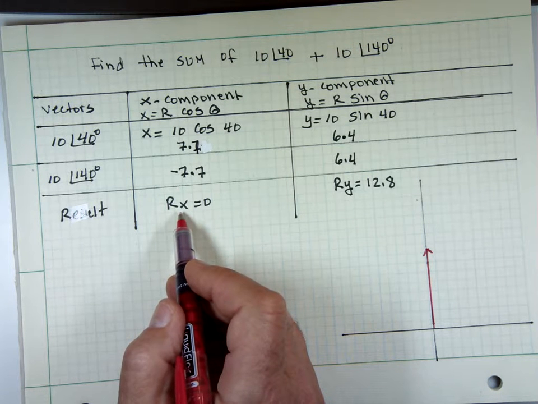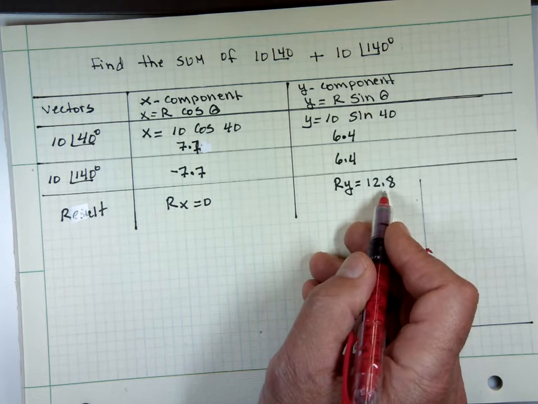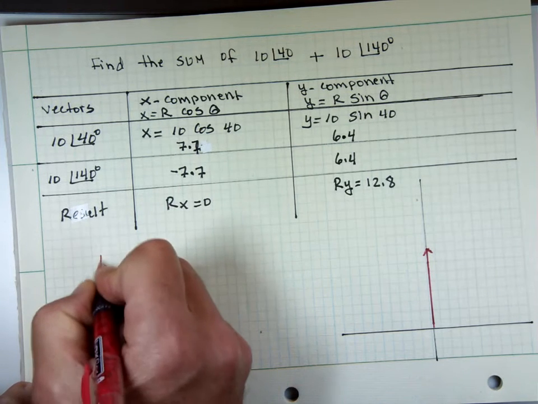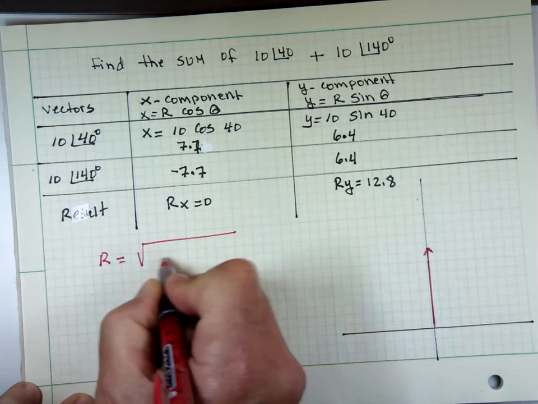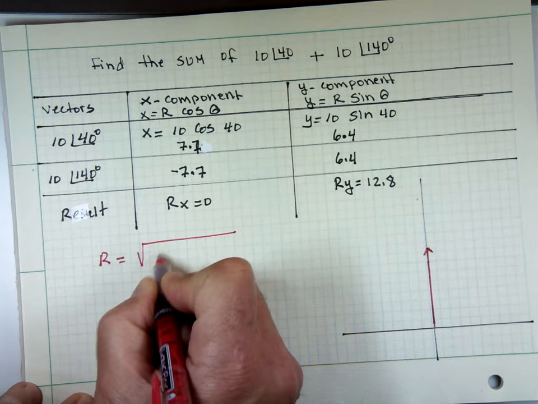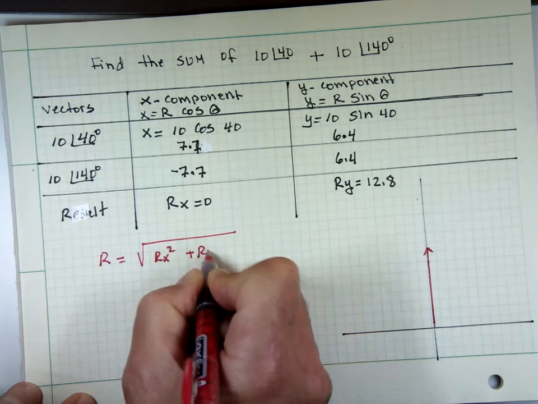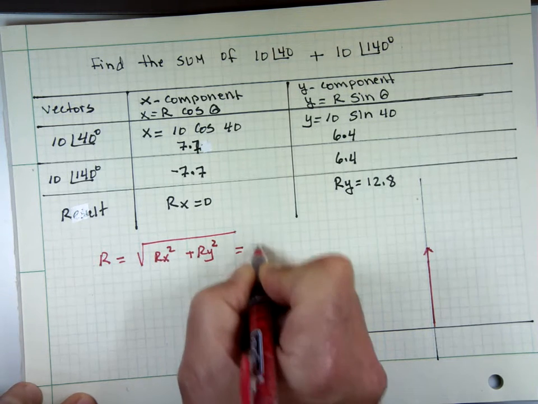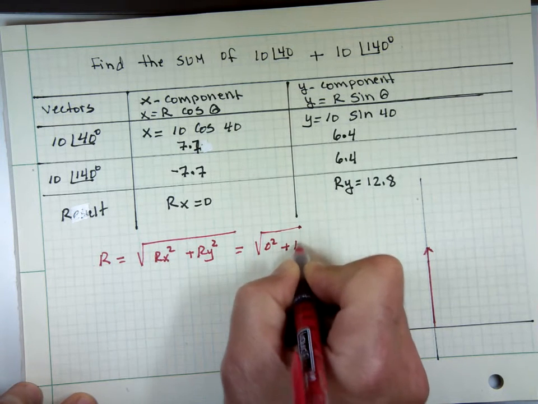I don't even have to do the math because I know this is 12.8, but r is going to be, now that's the next step, the square root of x squared and y squared, the square root of 0 squared plus 12.8 squared. You do the math, that's 12.8.